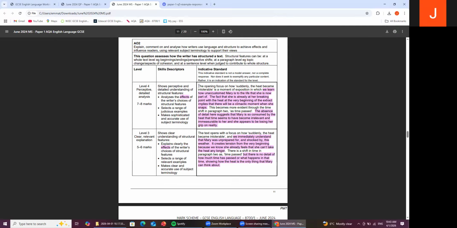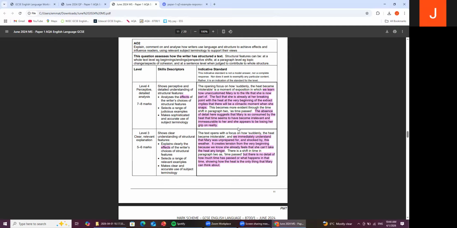So this is an indicative standard. This is an example of level 4 top mark. "The opening focus on how suddenly the heat became intolerable is a moment of exposition in which we learn how unaccustomed Mary is to life that she is now part of. The fact she is already at her breaking point with the heat at the very beginning of the extract implies that there will be a climactic moment when she snaps. This becomes more evident through time shift in paragraph 2, as time passed. The absence of detail here suggests that Mary is so consumed by the heat that time seems to have become irrelevant and immeasurable to her, and she appears to be losing her grip on reality."